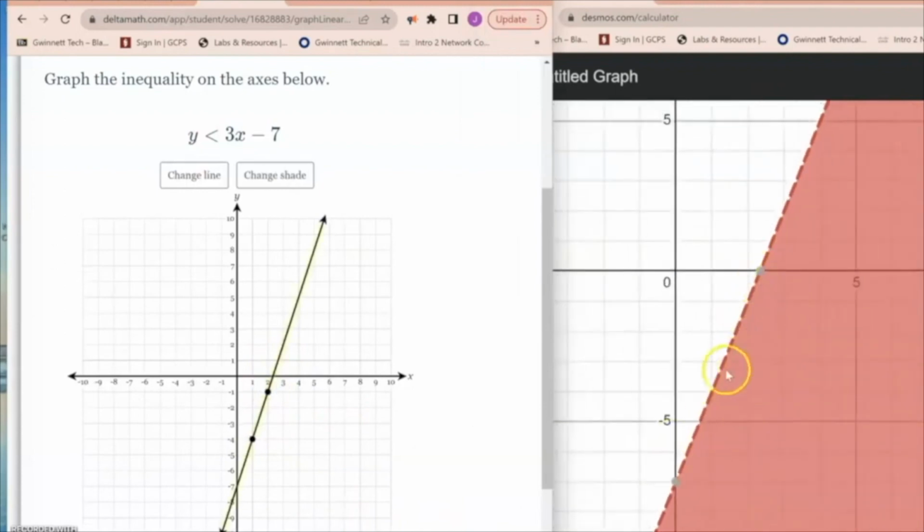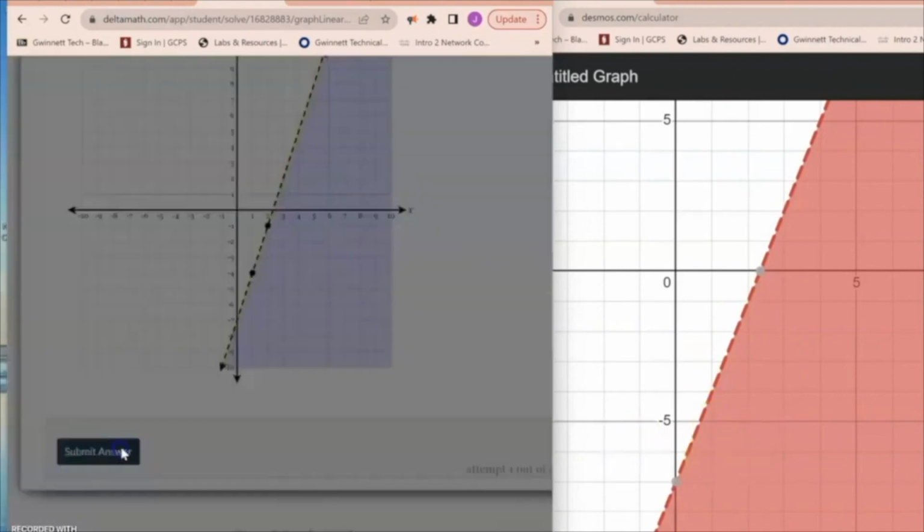All right, now notice it is a dotted line because there's no equal sign, so change it. And then it's less than, so the small numbers for y are down here, so you just change the shade because it needs to look like what you have.